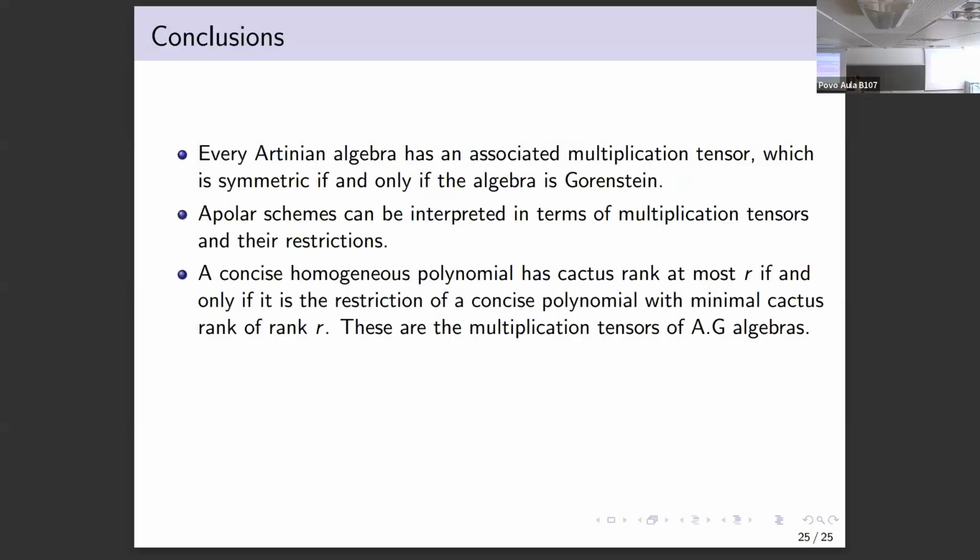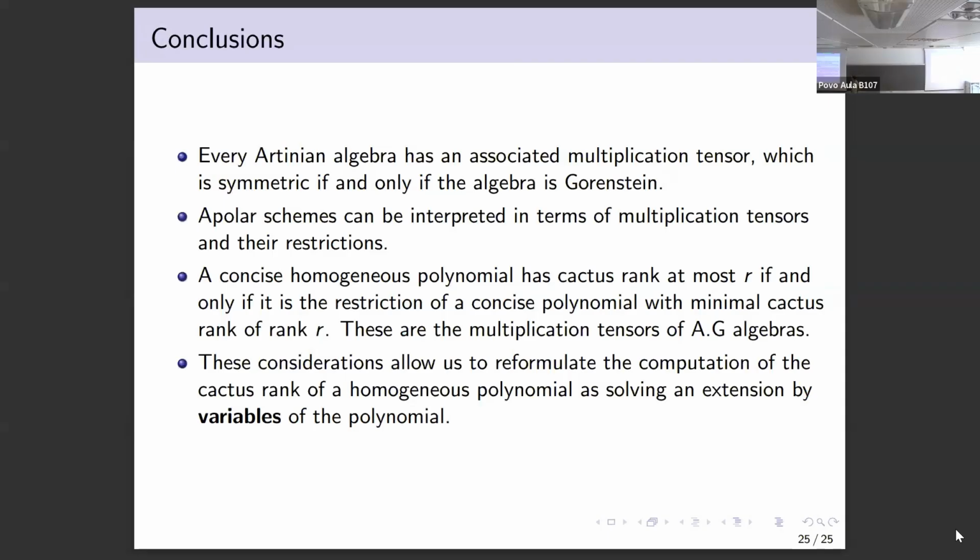In particular, the cactus rank is minimal when my tensor is a multiplication tensor. And otherwise, by creating restrictions, I can maintain all the other elements of rank R. And finally, we can build an algorithm that makes an extension by variables of the polynomial to compute the Waring rank and the cactus rank. And that's it. Thank you very much.